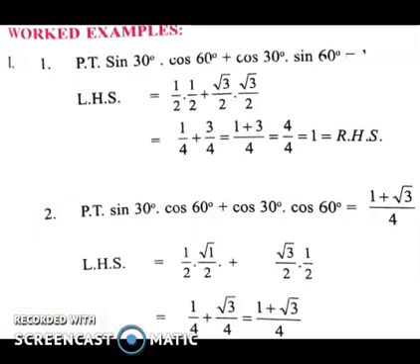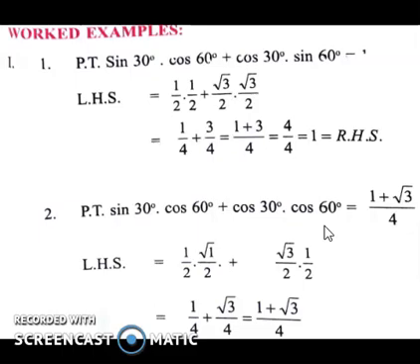These are very simple questions, students. Please try it yourself. Second question also same only. Prove that type of question. Sin of 30 degree into cos of 60 degree plus cos of 30 degree into cos of 60 degree is equal to 1 plus root 3 by 4.